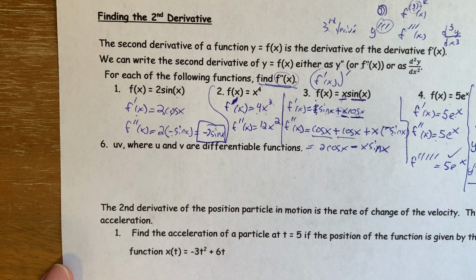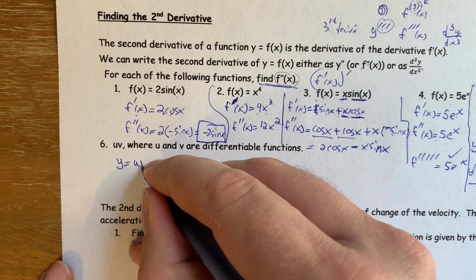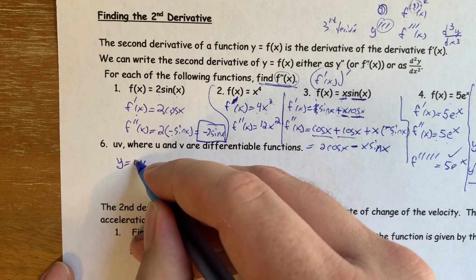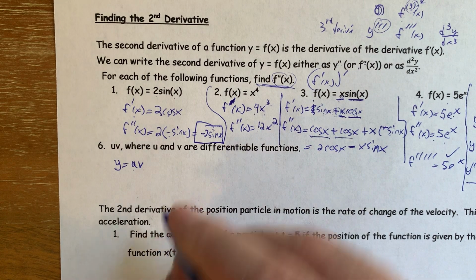Okay, this one's cool, and this comes up on the AP exam somewhat often, where they're just like, hey, what if y is equal to u times v, where these are functions. U and v are functions. Well, then how do you find the second derivative?